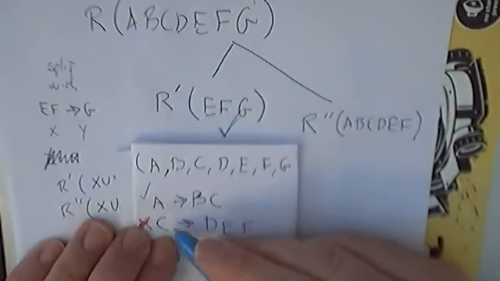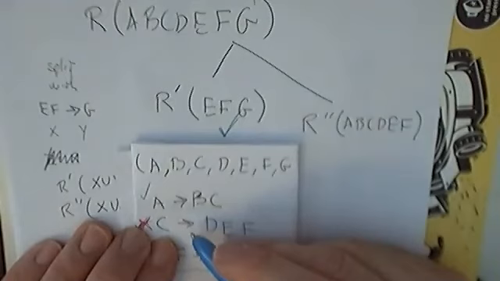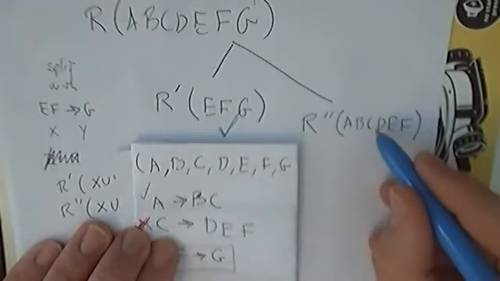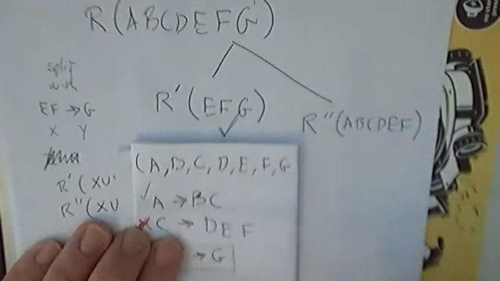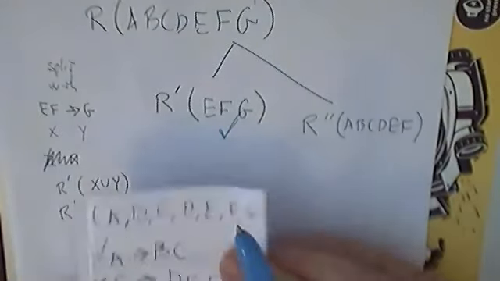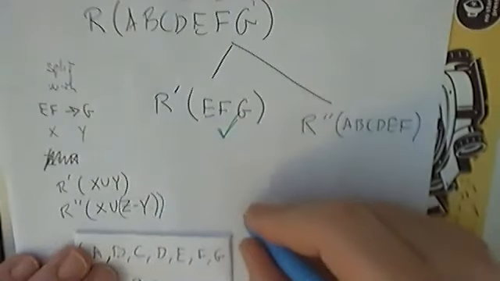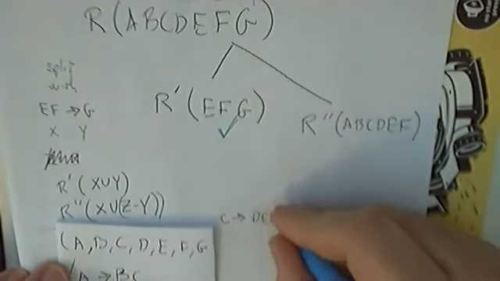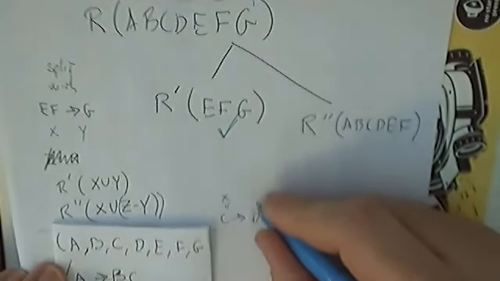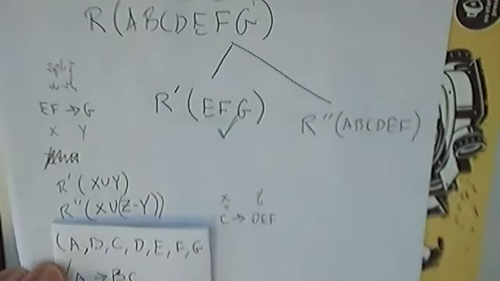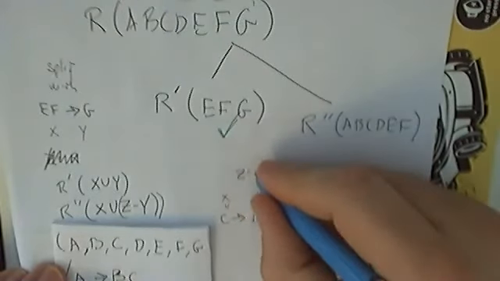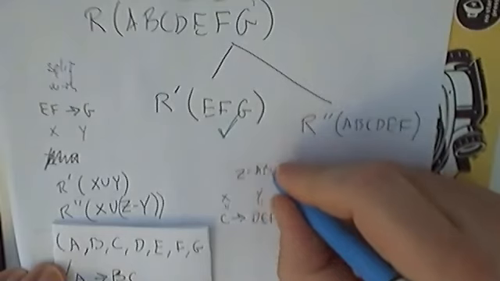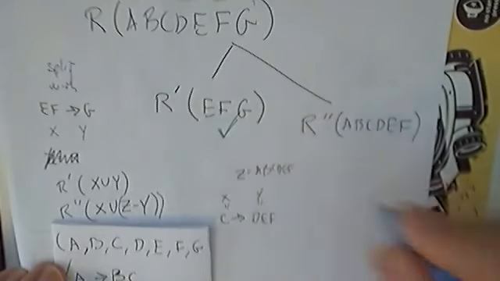Therefore, we need to split again, and this time we're going to do it a little bit cleaner. We need to split our double prime using this functional dependency. Okay, so let's get it all set up. So we got C, so the split is going to use C goes to DEF. So that's what X equals, and that's what Y equals. Z equals A, B, C, D, E, F.